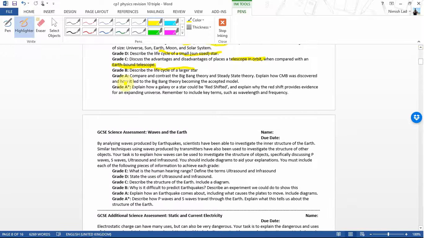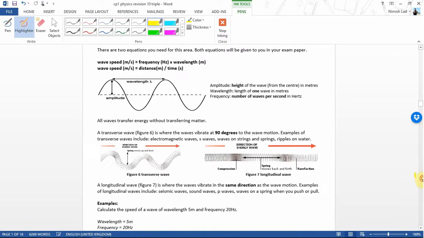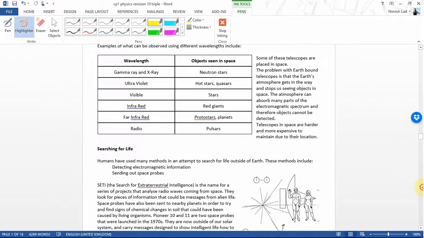That takes us to grade A because we've already done grade B. It says compare and contrast the Big Bang and steady state theory. So we're going to look at the Big Bang theory and the steady state theory. Explain how CMB, or cosmic microwave background radiation, CMBR, was discovered and how it led to the Big Bang theory becoming the accepted model. So we've got to get our head around the steady state model and the Big Bang theory. Okay, so let's find that section.